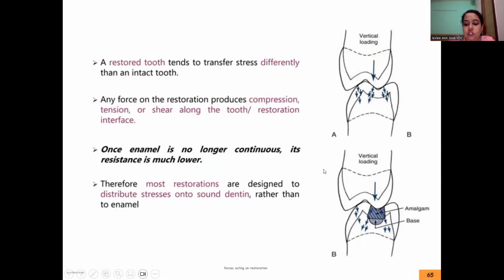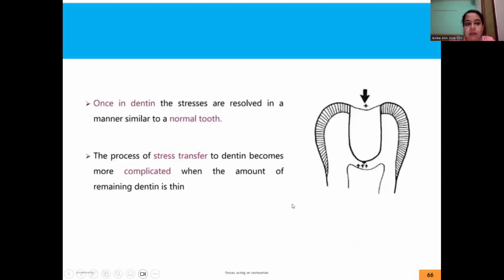So you should always keep this point in mind, that most restorations are designed to distribute stress onto the sound dentine rather than onto the enamel. So once in dentine, the stresses are resolved in a manner similar to that of the tooth. Now, whenever the remaining dentine thickness is compromised, that is when there is going to be more stress transfer onto the dentin.